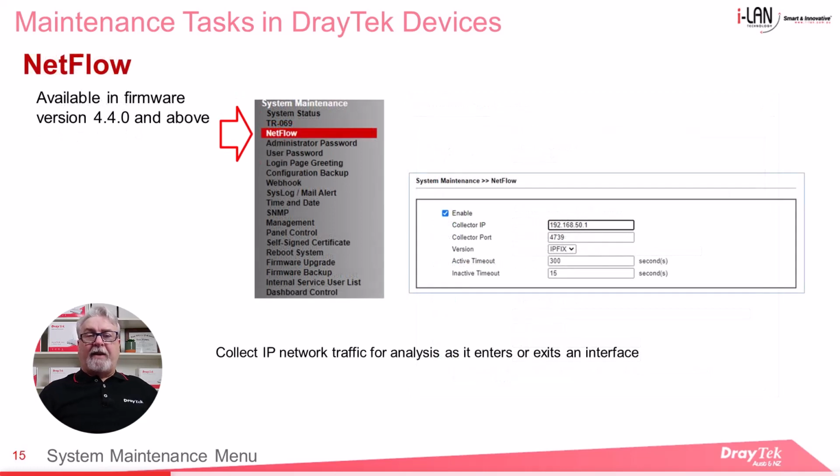Next one down, NetFlow. This is a new option added in firmware version 4.4.0 and above in the Vigor 2865 router. It will not be available in older routers or older firmware. It provides the ability to collect IP network traffic as it enters or exits an interface. By analysing the data provided by NetFlow, a network administrator can determine things such as the source and destination of traffic and the class of service.